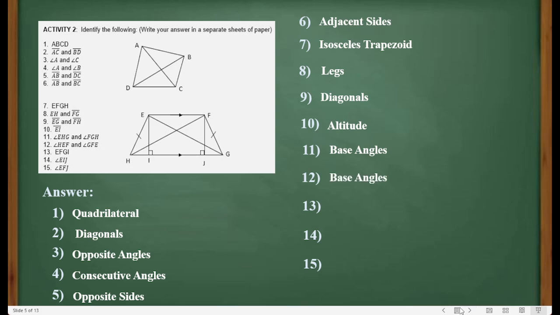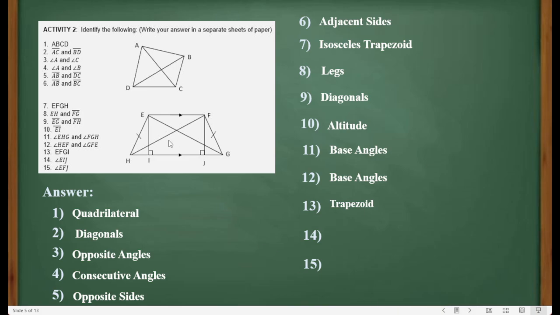And for number 15, another name of a quadrilateral, quadrilateral EFGI, this one, EFGI. Now, what kind of quadrilateral do we have here, whose name is quadrilateral EFGI? If your answer is trapezoid, you are correct.